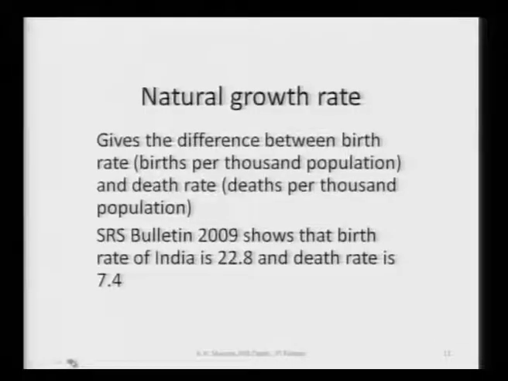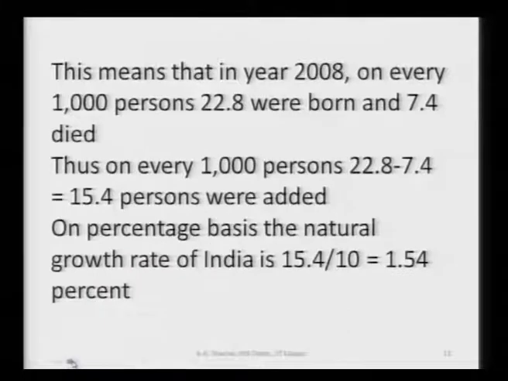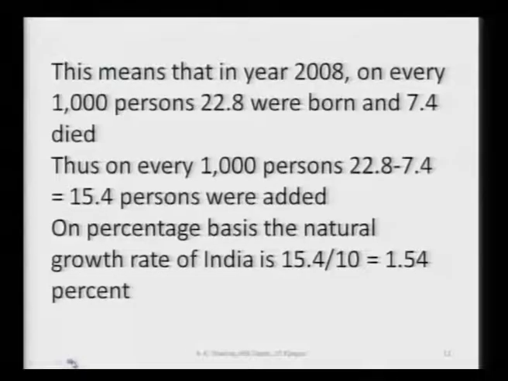Natural growth rate gives the difference between birth rate, births per thousand population, and death rate, deaths per thousand population. The SRS, or Sample Registration Scheme, bulletin of 2009 published by Registrar General India shows that birth rate of India is 22.8 and death rate is 7.4. This means that in year 2008, on every 1000 persons, 22.8 were born and 7.4 died.